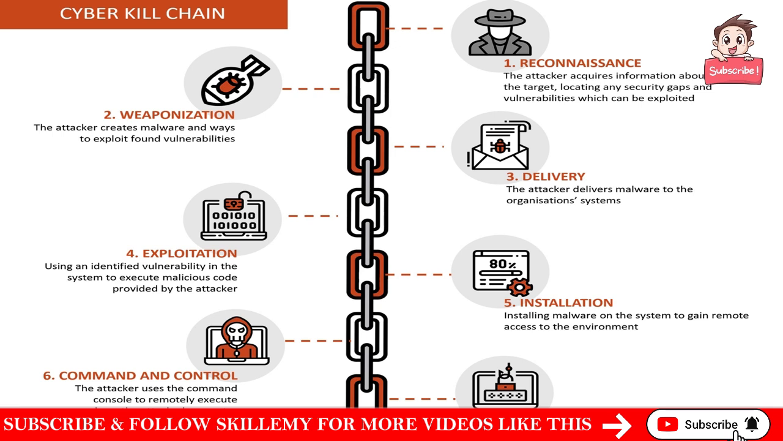By understanding the different stages of the cyber kill chain, organizations can implement proactive measures to detect and prevent attacks before they reach the final stage. This can include measures such as network segmentation, intrusion detection and prevention systems, and employee training on security awareness and best practices.